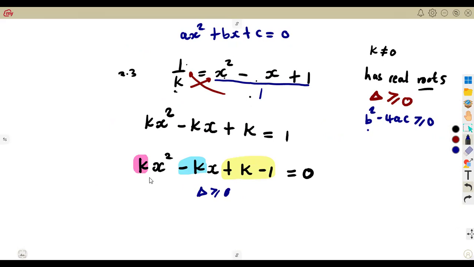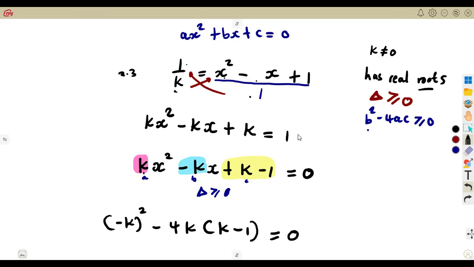So what is our b? All right, we say this is our a, this is our b, this is our c. So you're going to have b squared, that's minus k squared. So it means minus k squared. Minus 4 times a. What is our a? Our a is k. And what is our c? The constant where we do not have x. That's the constant where we do not have x. So it's k minus 1. That must be greater than or equal to 0.